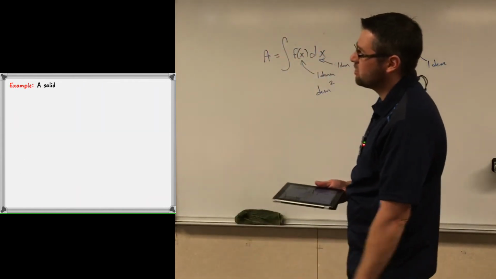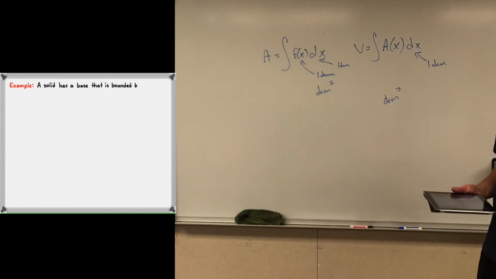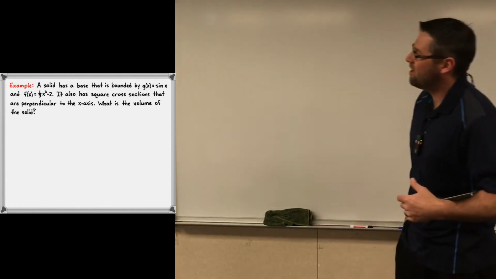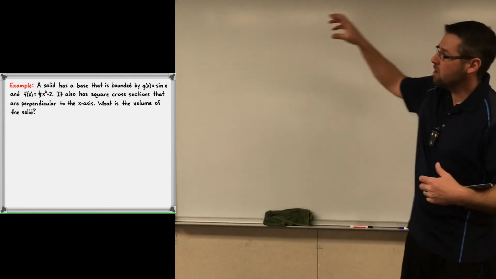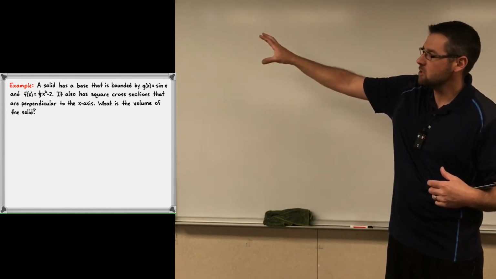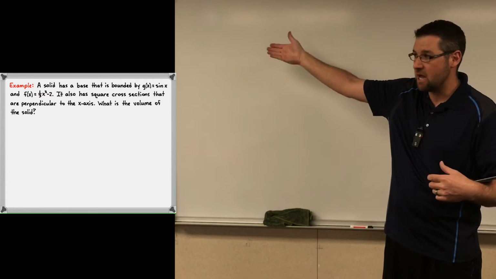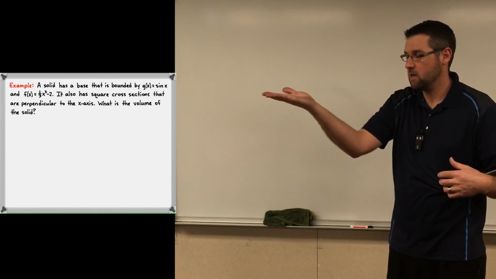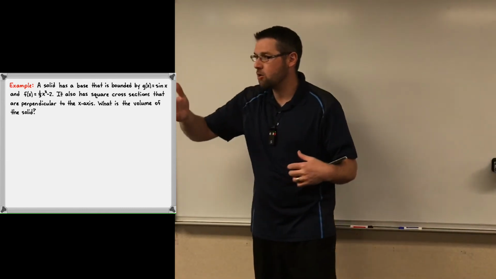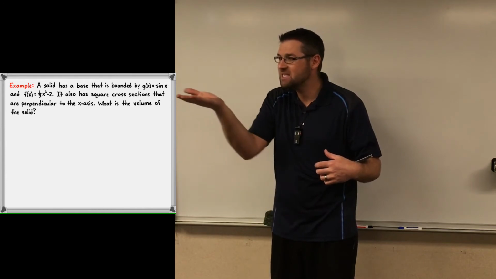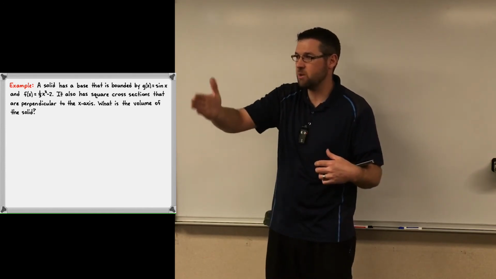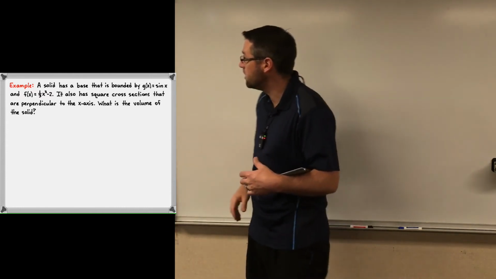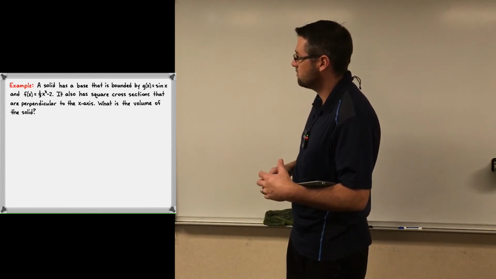Okay. Let's look at an actual example here. We're going to look at the same pictures, but we're actually going to solve some stuff. There's the words that you guys are looking for. A solid has a base that is bounded by sine of x and 1/3 x squared minus 2. So it's the same function. That's the bottom of it. From it, we have square cross sections. So that is one side of the square cross section. So we have squares coming out of that shape. So that was the first example that we had in this corner here. They are perpendicular to the x-axis. What is the volume of the solid?